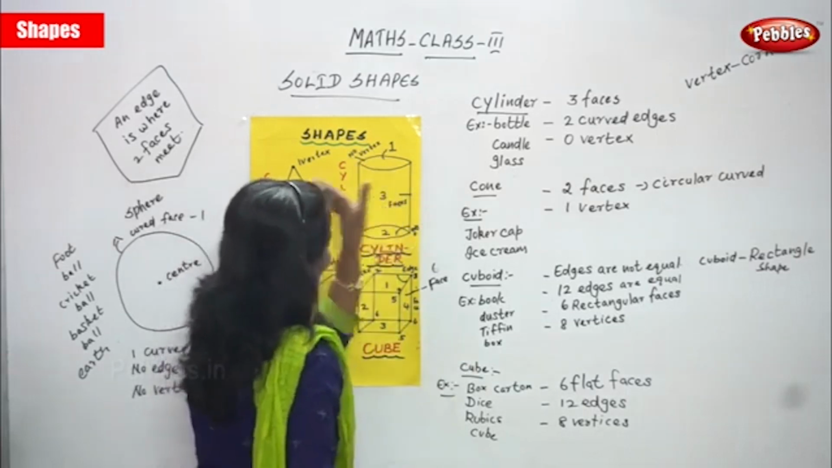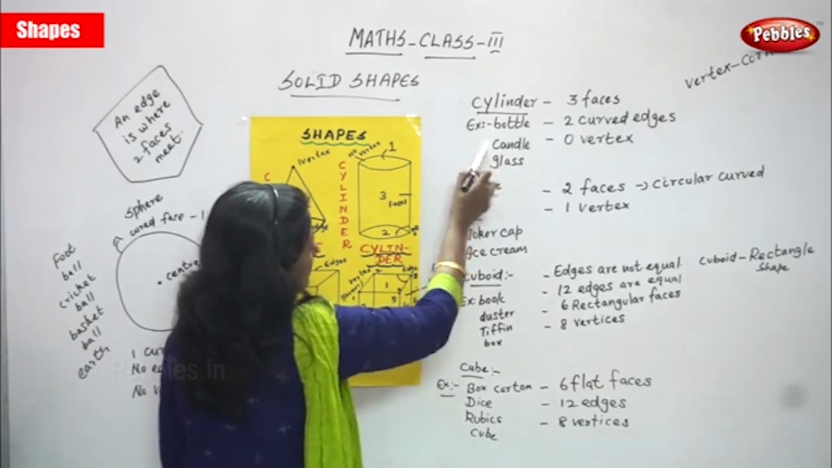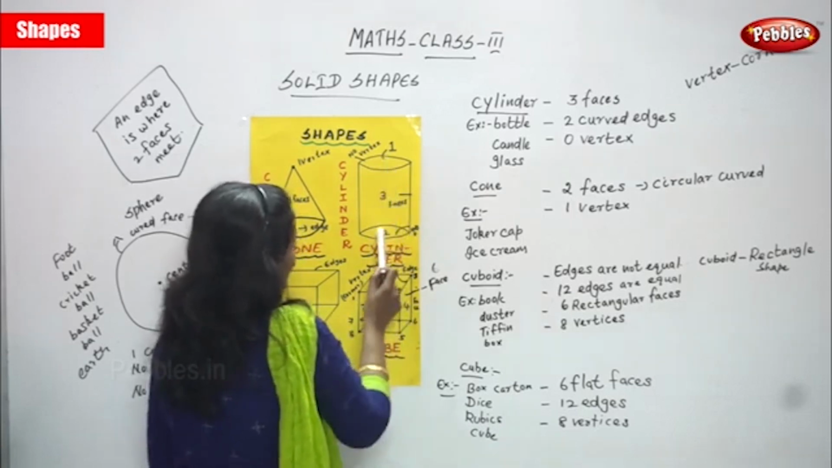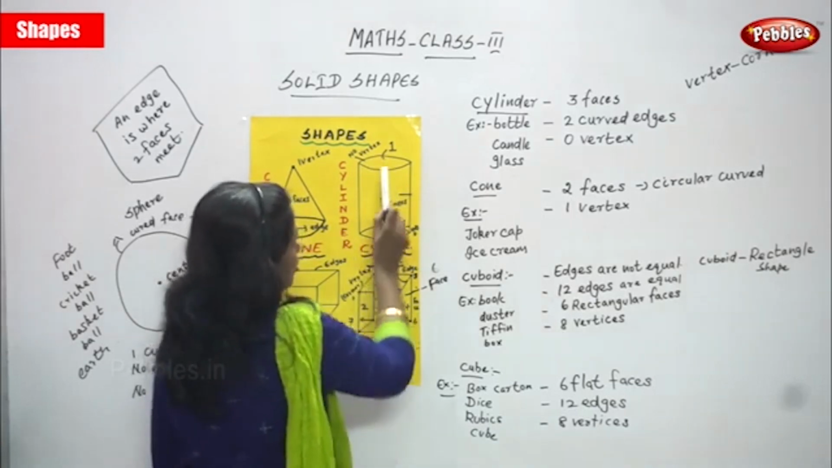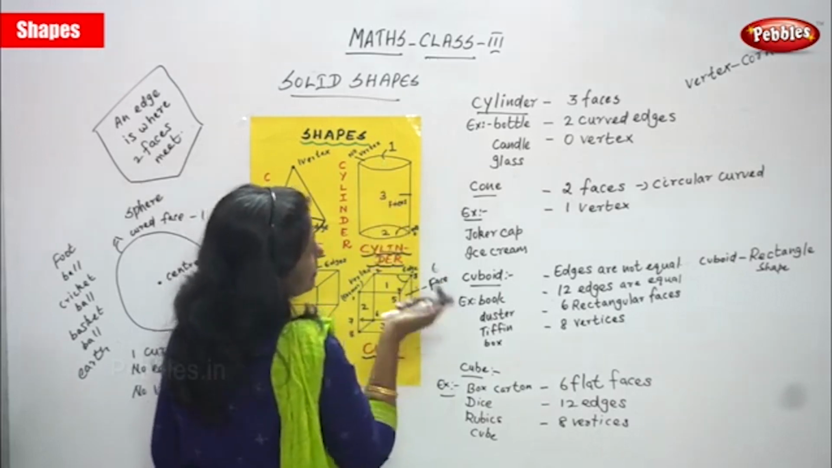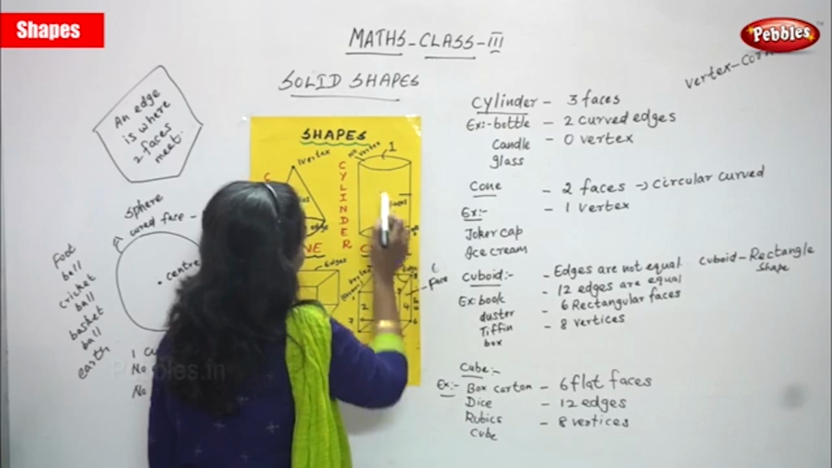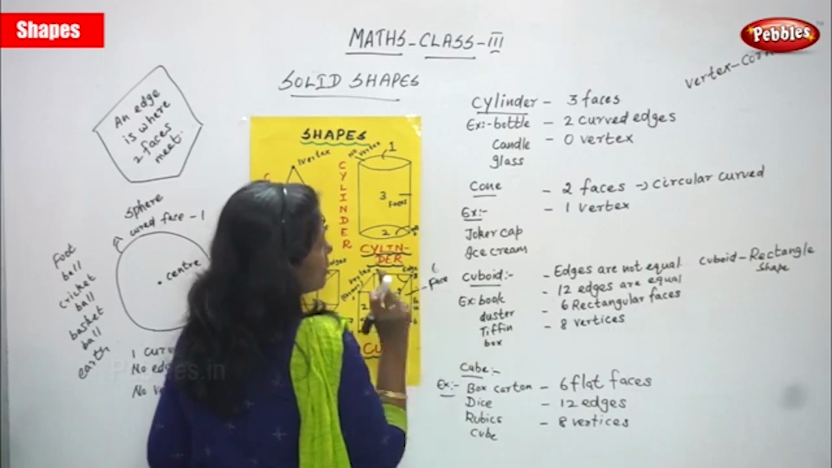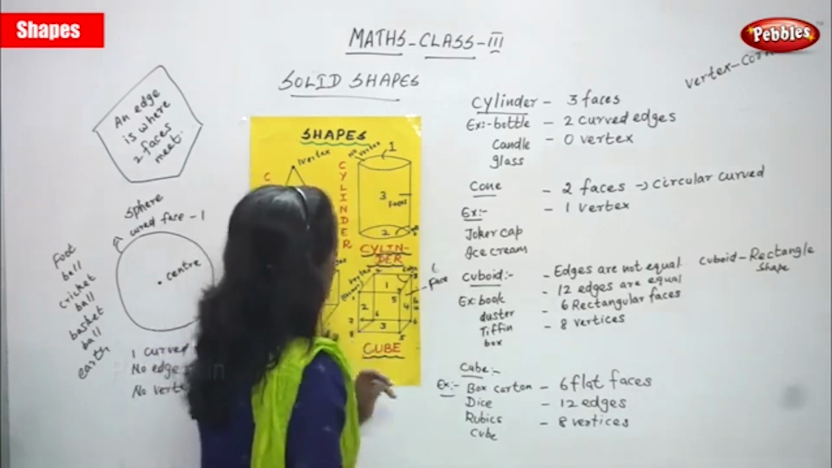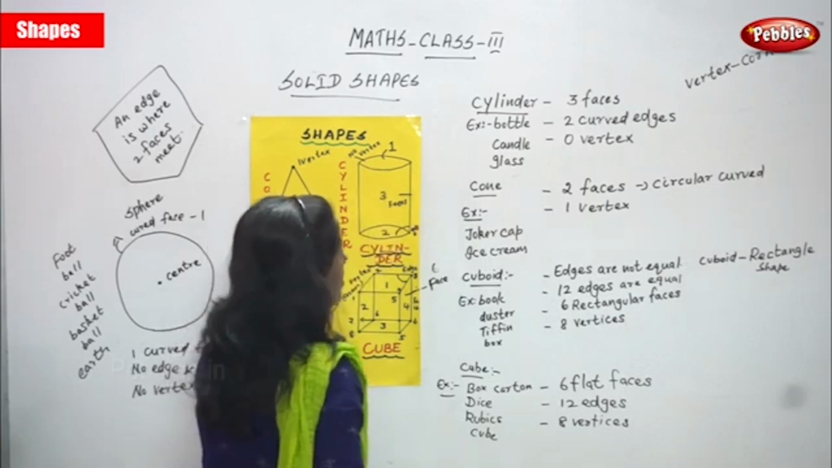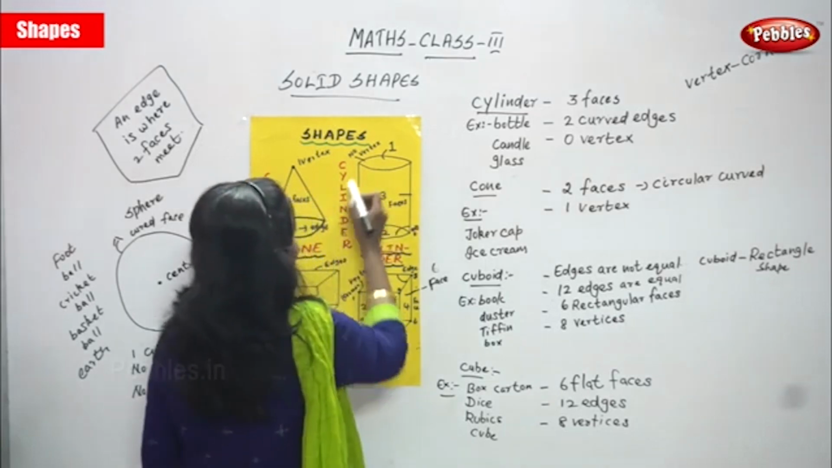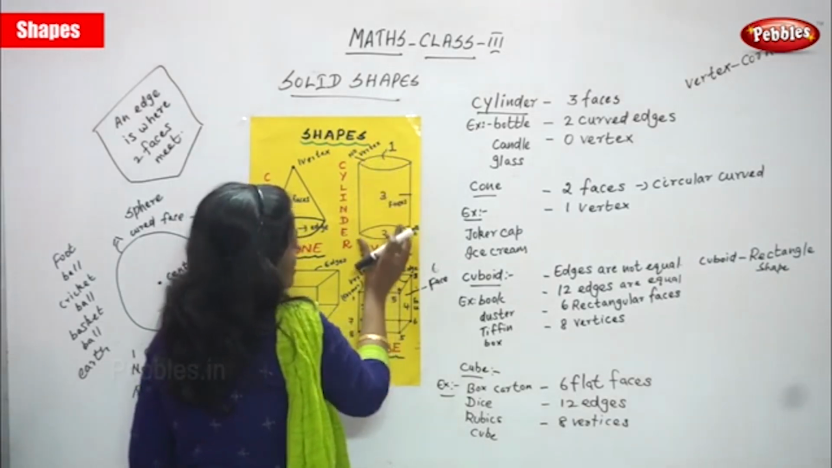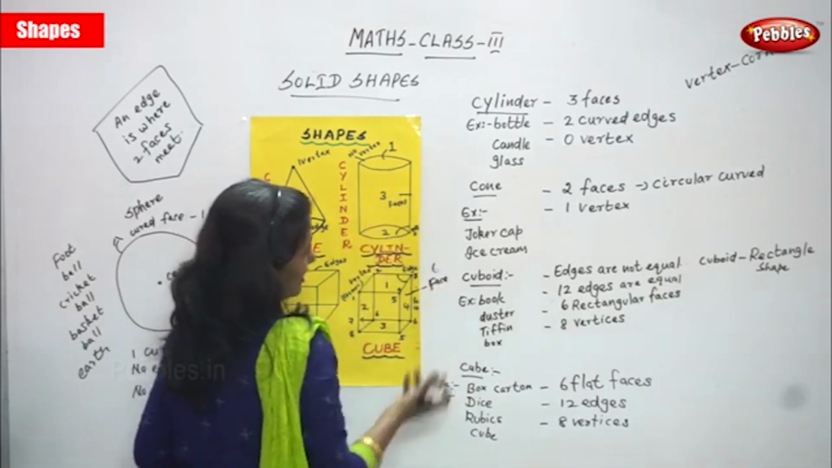Okay, I'll tell you again. Cylinder example is bottle, second example is candle, and third is a glass. How many faces? 3 faces. The first face, second face, and 3rd face. And the other one is curved edges. How many curved edges? This is 1 curved edge, and this is another curved edge. So 2 curved edges, and vertex means corner. There is no vertex, because for the cylinder there is no corner especially. For the cylinder shape there is no vertex or no corner.